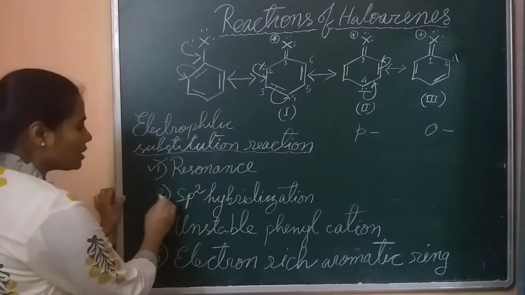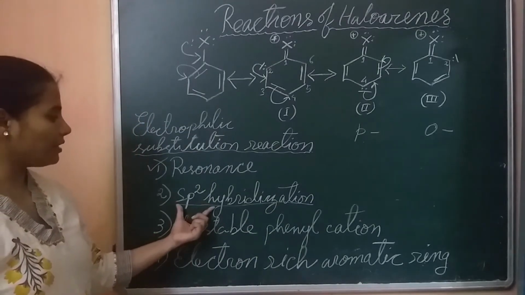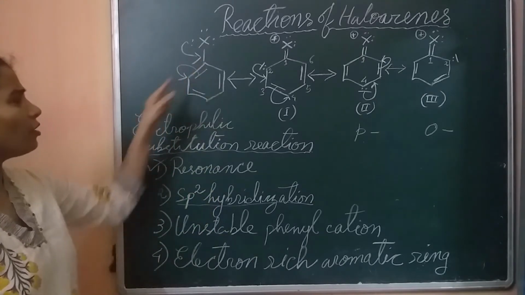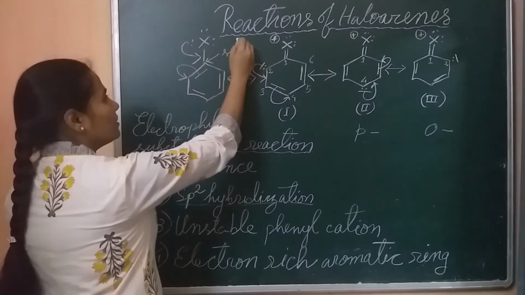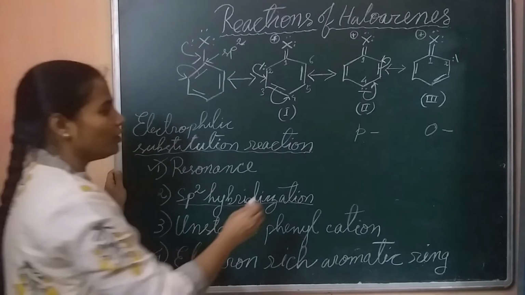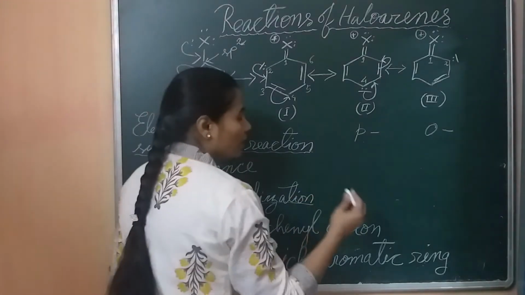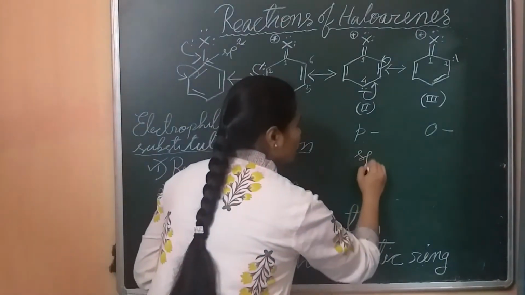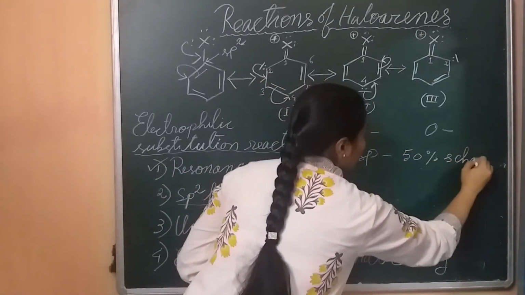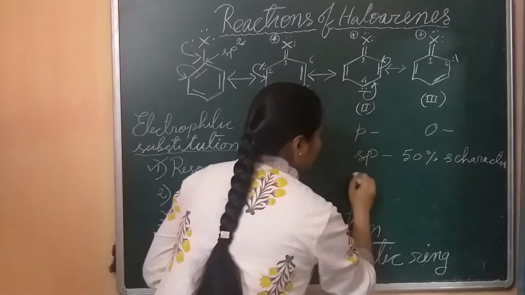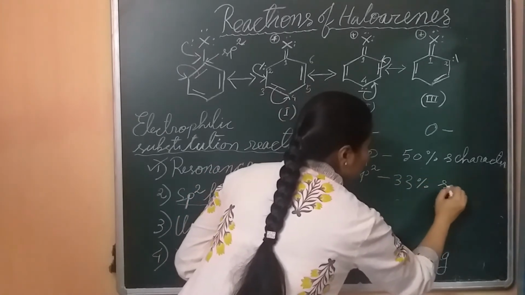Next, number 2, sp2 hybridization. Due to sp2 hybridization, what happens? This carbon atom which contains the halogen atom is slightly electronegative. We know this is another concept which is related to hybridization. If there is sp hybridization, then there is 50% s character. If it is sp2 hybridization, then it is 33% s character.